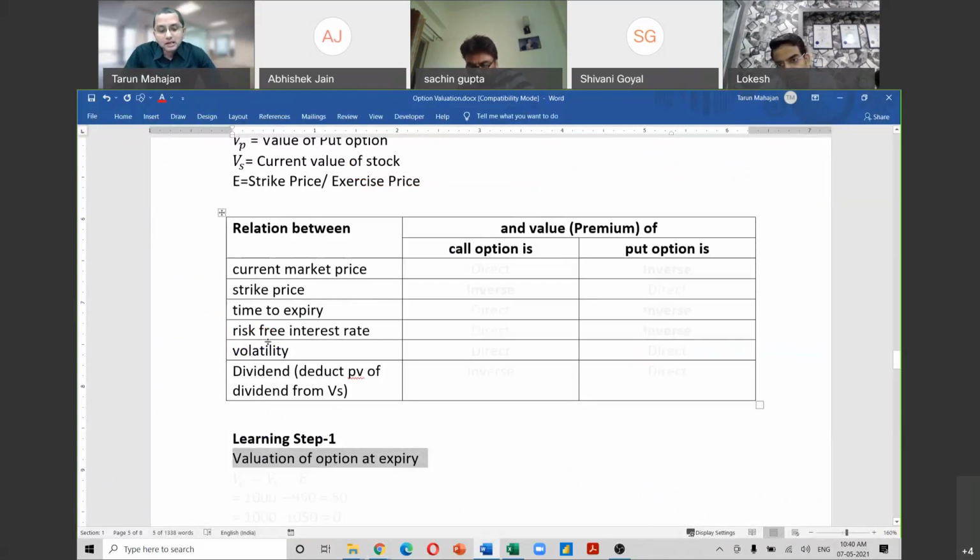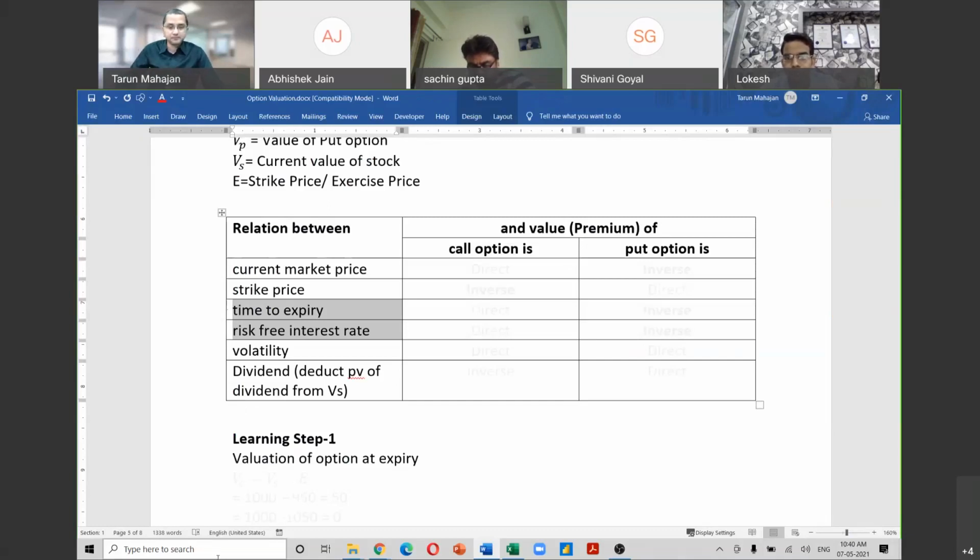If I am making valuation of option at expiry, time to expiry will not be 3 months, it will be 0. If time is 0, interest rate becomes useless because interest is applied with respect to time. If time is 0, volatility is also useless because a share is volatile over a period of time. In the next 1 second, volatility will not be there. And in the next 1 second, the company is not expected to pay dividend. If I take a 3 months option, then there are chances that during these 3 months, the company may pay dividend. In the next 1 second, dividend is not going to be paid.